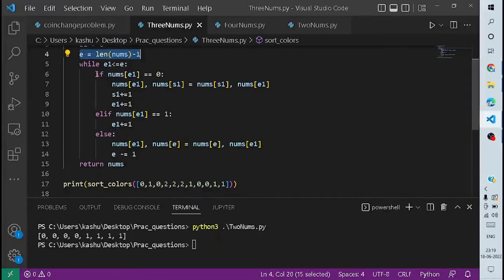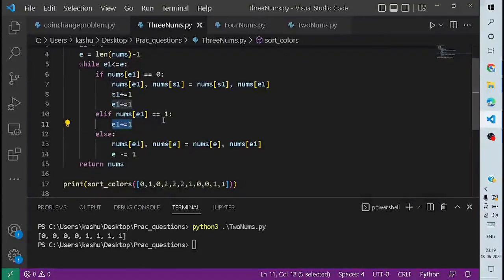So again, the same thing: if 0 is there, exchange the elements at E1 and S1. So E1 is basically used to iterate. If the element at the current value of the iterator is 0, then just exchange both of them and increment both of them. If 1 is encountered, just increment this, because between S1 and E1 will be all ones. So if 1 is encountered, increase the gap between S1 and E1, which is happening by just incrementing E1, right?